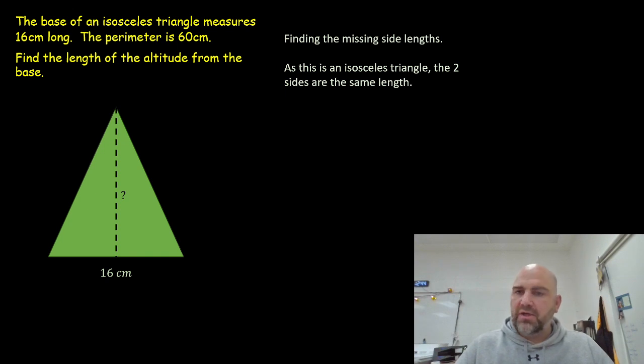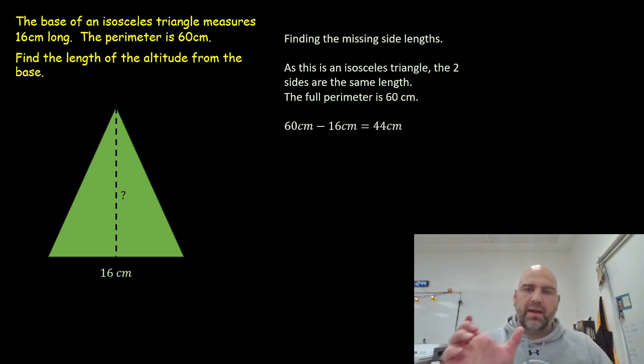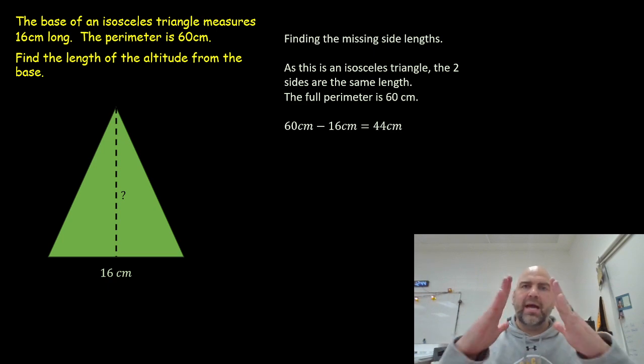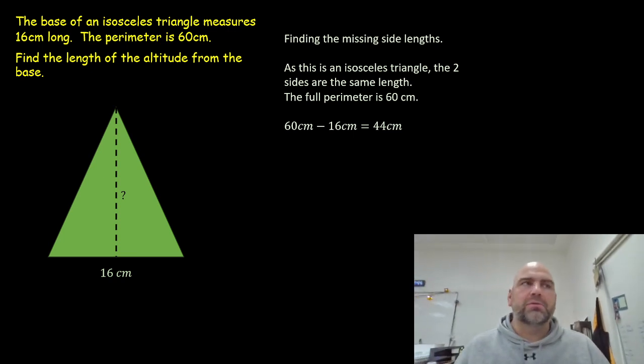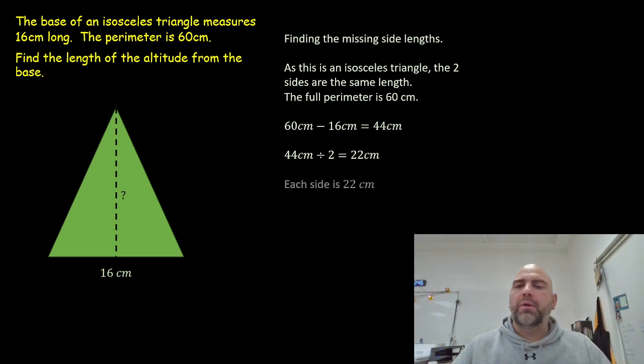As it is an isosceles triangle, like I mentioned, the two sides are the same length. We know that the full perimeter is 60 centimeters. So if we take the full perimeter and subtract the 16, that's the base that we already know, we know that the two sides of the triangle are going to add up to 44 centimeters. Two sides, the exact same length, we can divide by 2, and we know that each side has to be 22 centimeters. So let's plug those in. All right, now we have a better idea of what our isosceles triangle looks like.